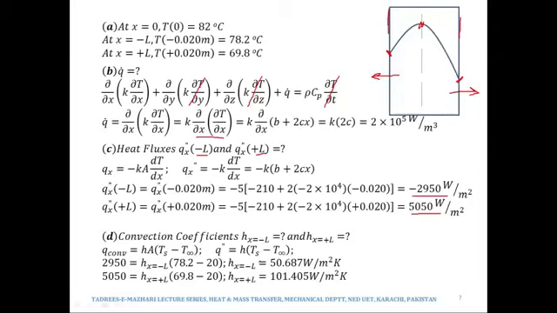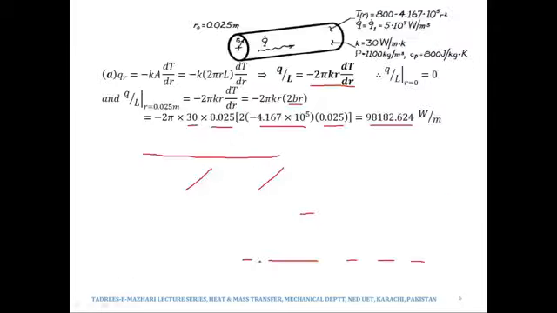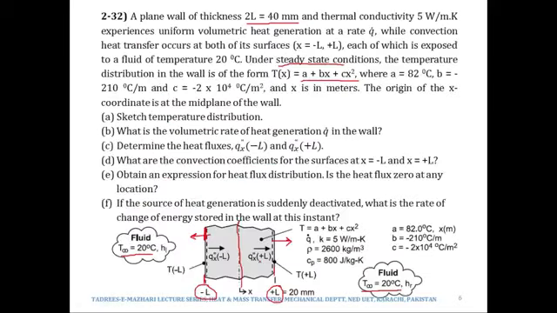Now in the next part, if I go back, in the next part, E, it says obtain an expression for the heat flux distribution. Heat flux distribution means, see, what does temperature distribution mean? It means T as a function of x. So what would the heat flux distribution mean? It would mean heat flux q double dash as a function of x.